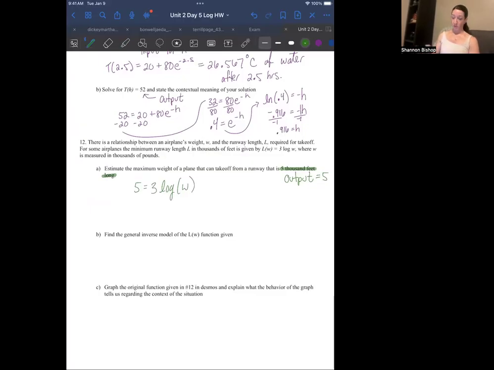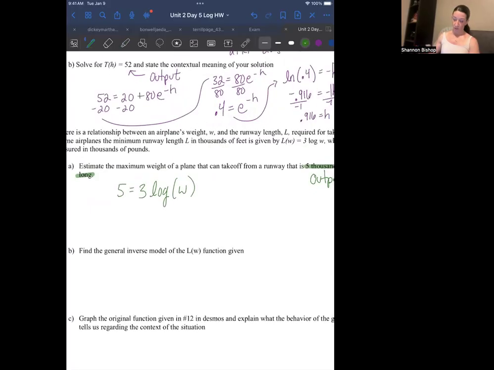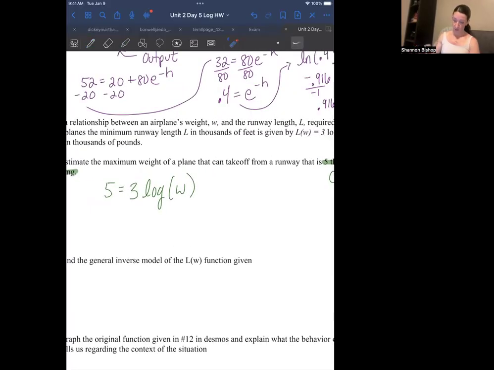Now, the most common mistake on this one, the most common question maybe, is, well, there's no base. Students are like, Bishop, there's no base to this log. I can't even solve this. Well, this is tricky, I admit, but we talked about it previous class. A common log is by definition base 10.